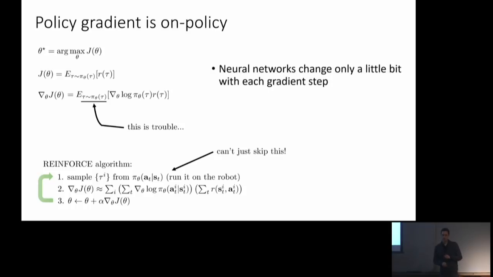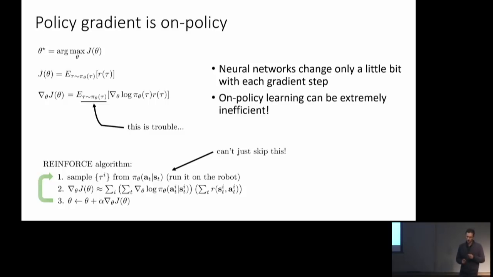Now this is perhaps a little bit troubling when we deal with complicated policy classes like neural networks, because neural networks change only a little bit with each gradient step. They're complicated nonlinear function approximators, so you can't just take gigantic steps on them. So on-policy learning can actually be extremely inefficient, because every time you change the network even a tiny bit, you need new samples. Sometimes this is not a problem.